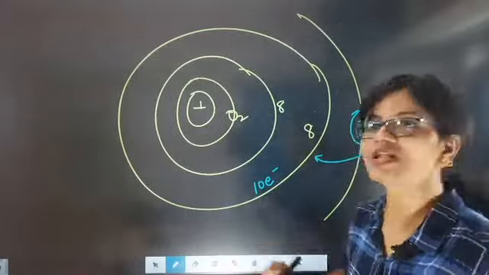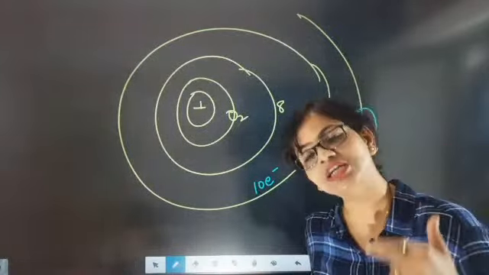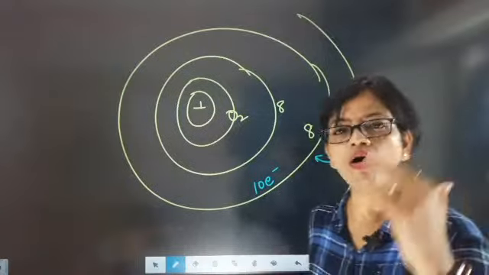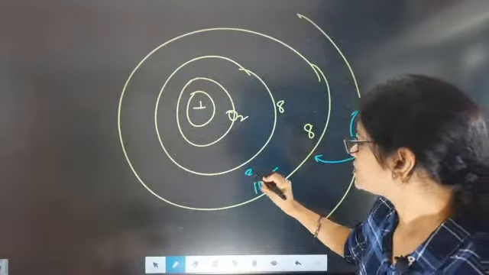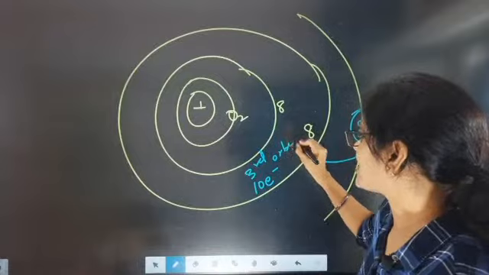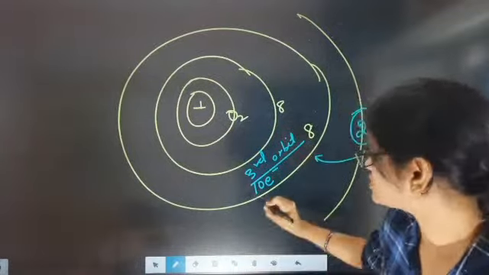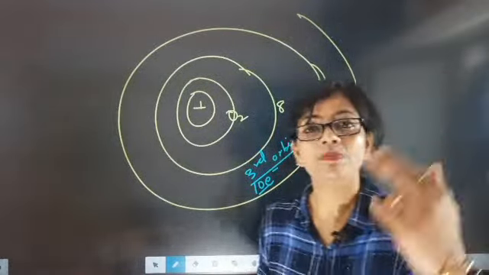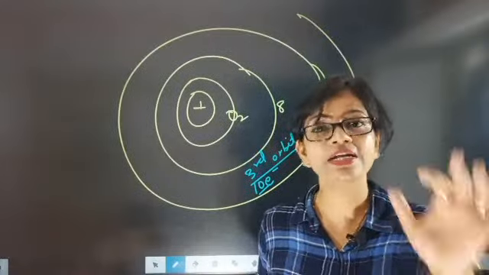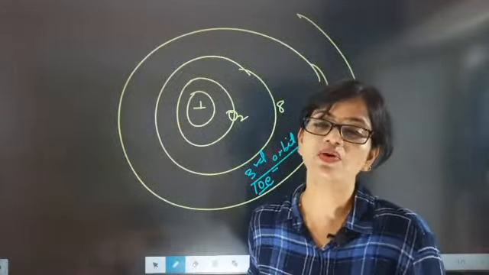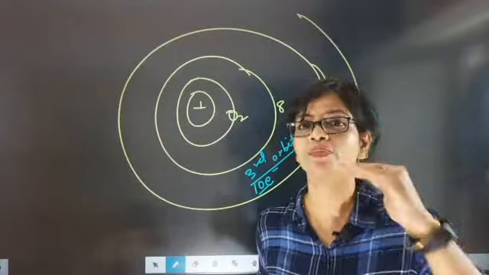So these transition elements are exactly from the third orbit. It is exactly from which orbit? The third orbit, because 8 plus 10 will become 18. But in the periodic table, where is it written? In the periodic table, it is written in the fourth period.